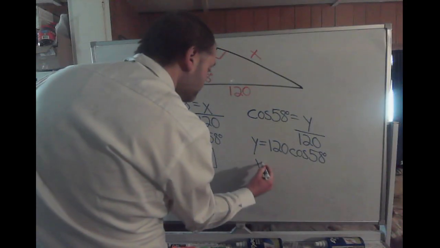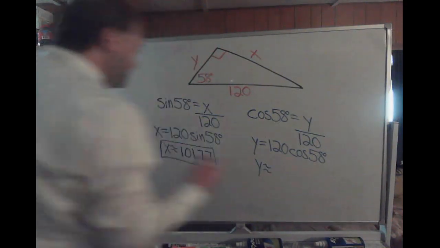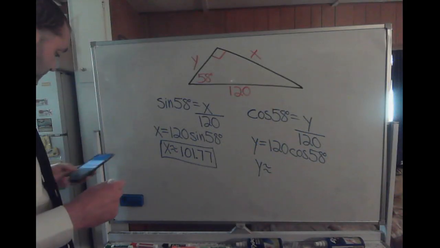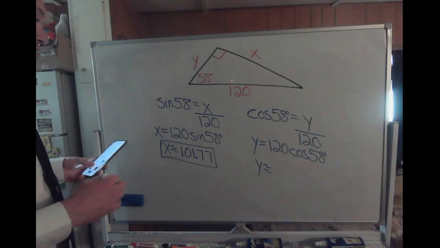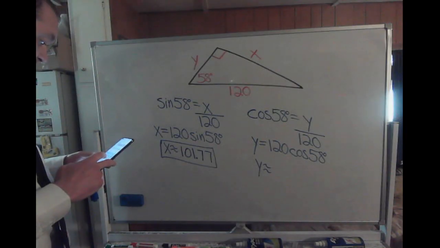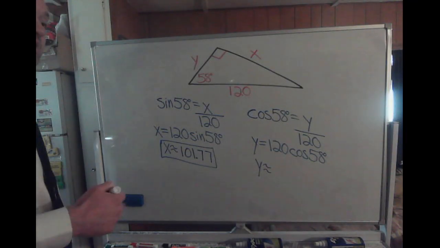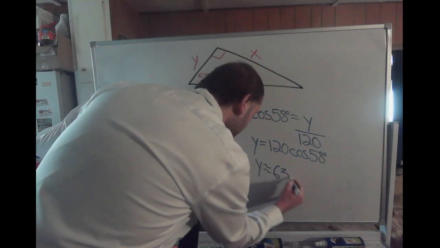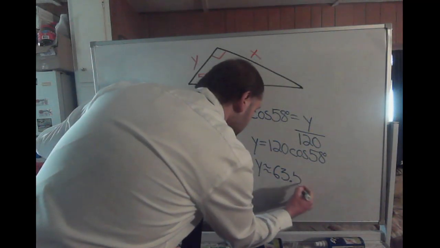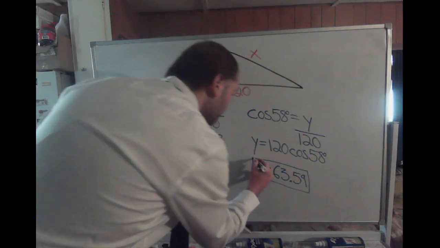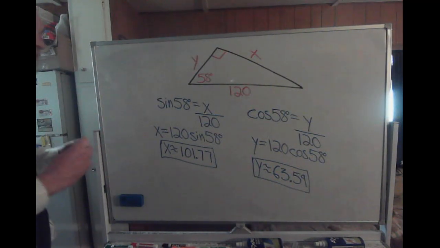And then we'll just put the value into the calculator and get a 2 decimal place approximation. So let's see here. We have 120 times the cosine of 58, which would give you about 63.59. So y is approximately equal to 63.59.